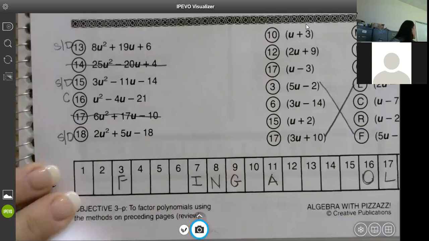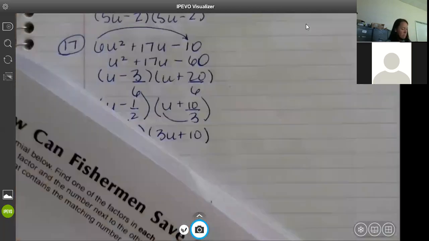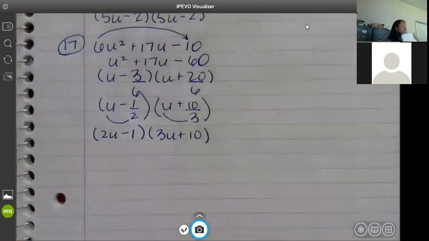Adam, I'll give you my papers. Oh, okay. Alright. So that way you have them in front of you. And you already have the ones marked that we've done. Yes. Number 12 is slide and divide.